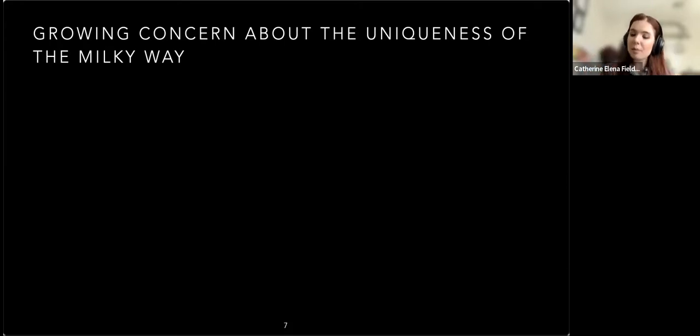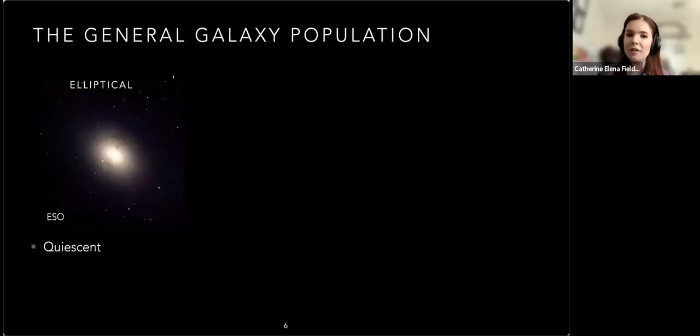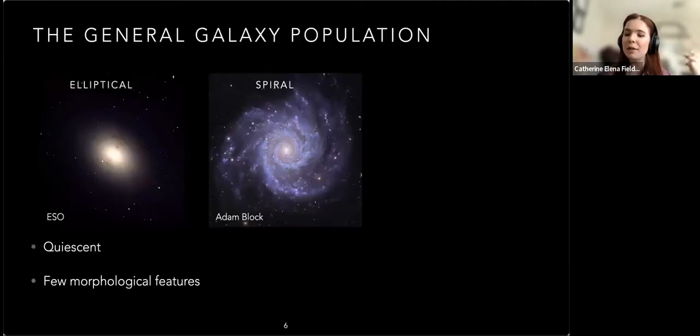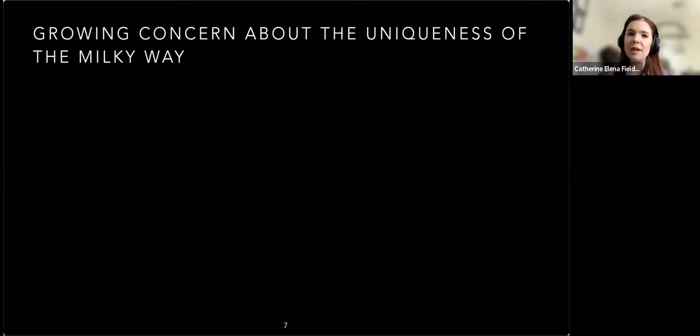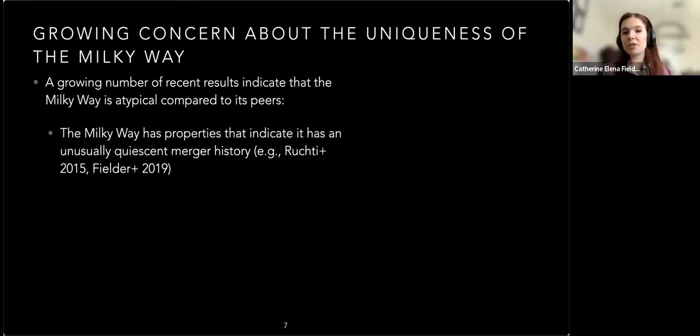So recent research has pointed to the Milky Way seeming to be a little bit more unique than we initially thought, like this beautiful blue spiral interpretation of the Milky Way. And so a key result is the expected quiescent merger history of the Milky Way. We have this understanding from both simulation and observations.